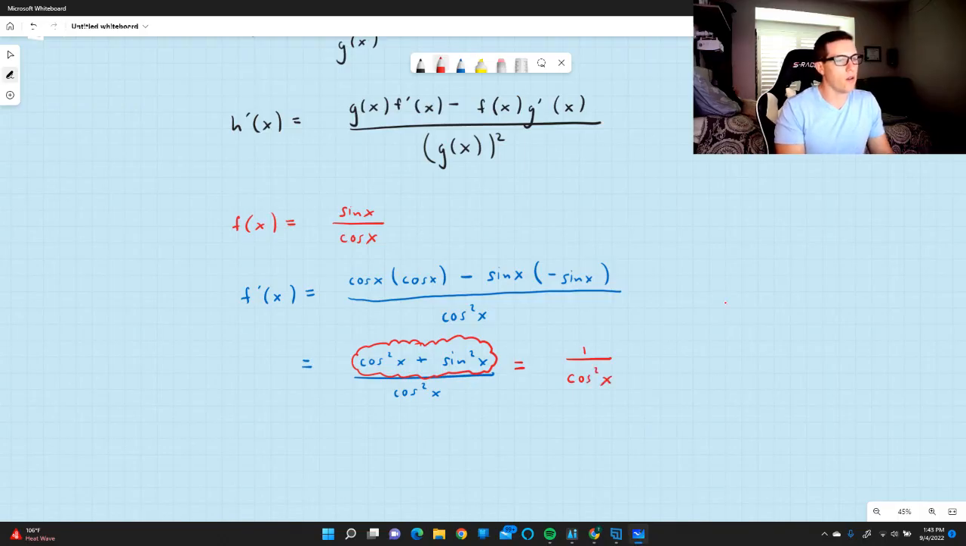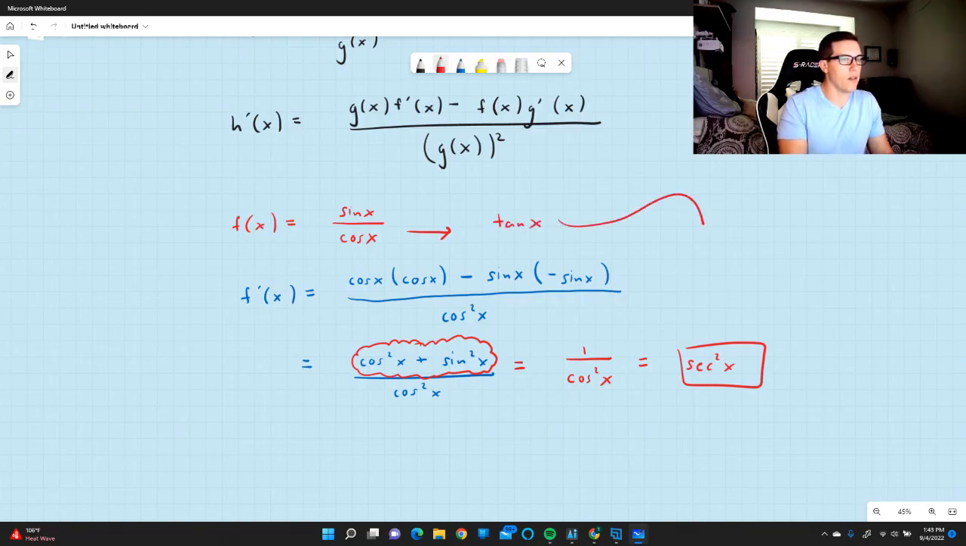And now look, 1 over cosine squared is one of our reciprocal identities for trig. That's the same as secant squared. So that's the best answer for this problem. And notice that sine over cosine, in case you did not notice, is the same as tangent. So what have we just proven?